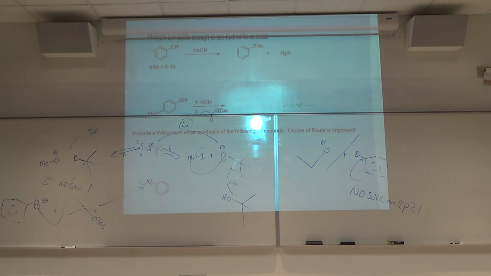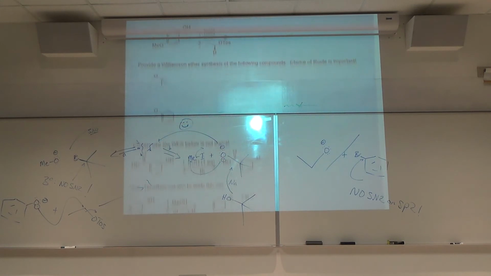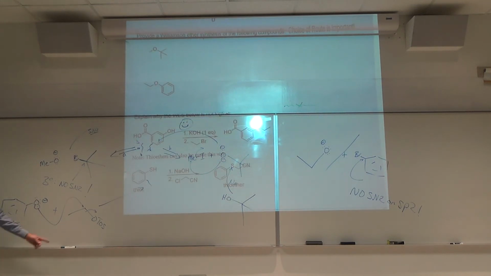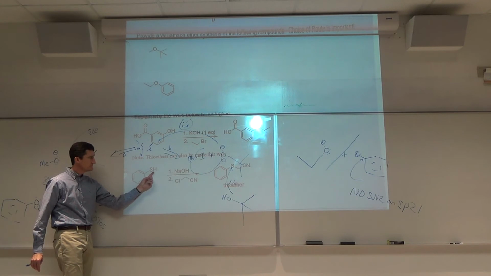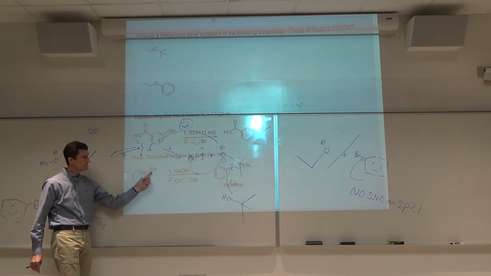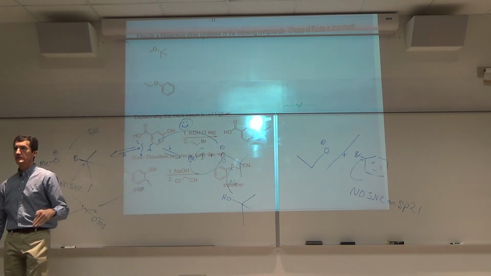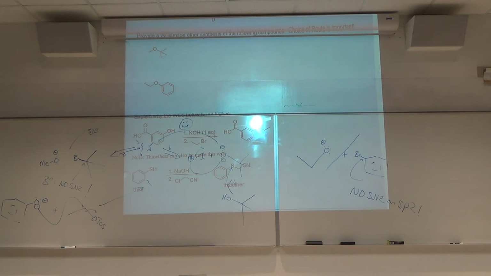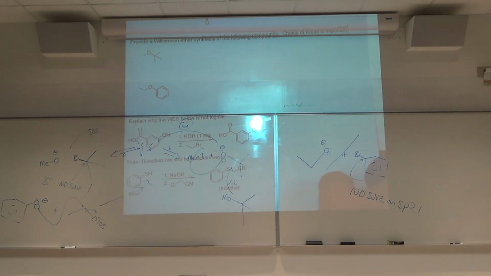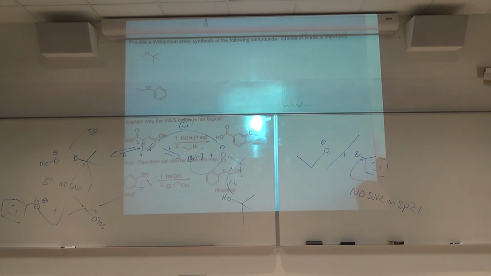Choice of route is important. A couple of questions below for you to think about, including you can also do this chemistry with the analogous sulfur compounds. These are called thiols. Sulfur being under oxygen in the periodic table, very similar chemistry. You'll see a little bit of sulfur in like biochem. Think about why that one's not logical down there.